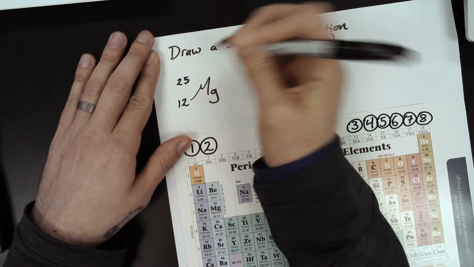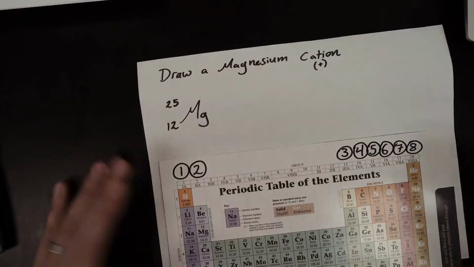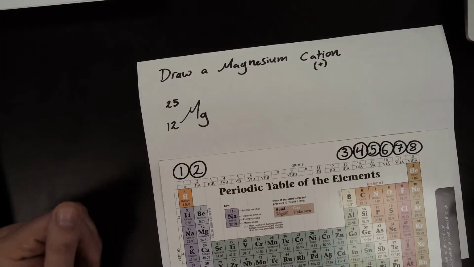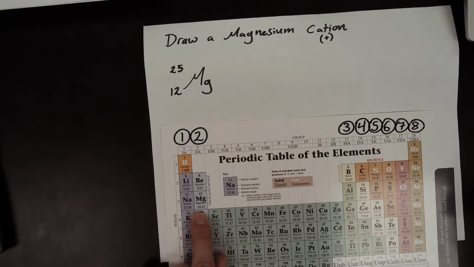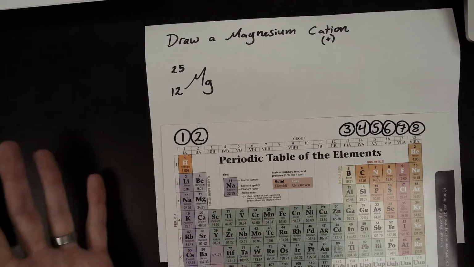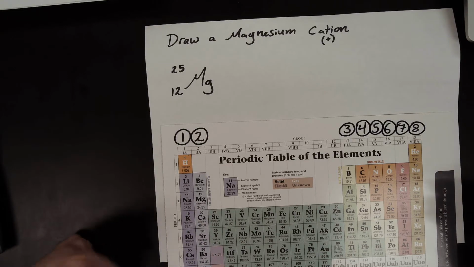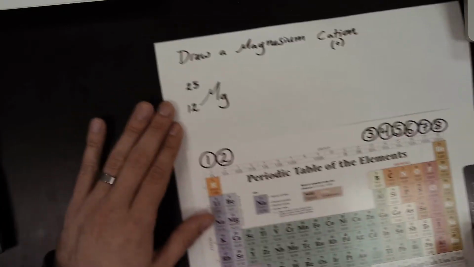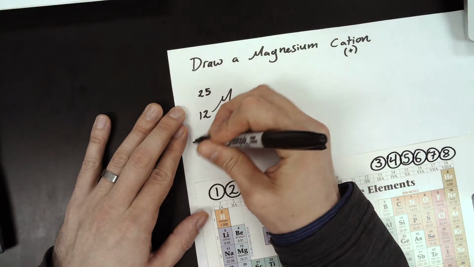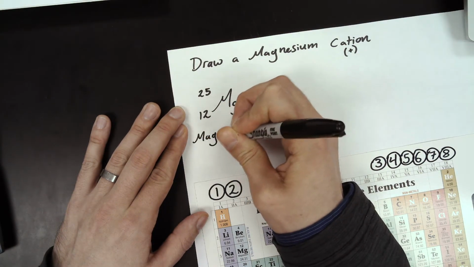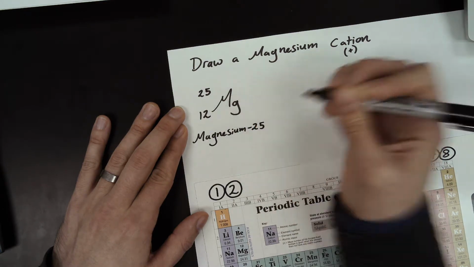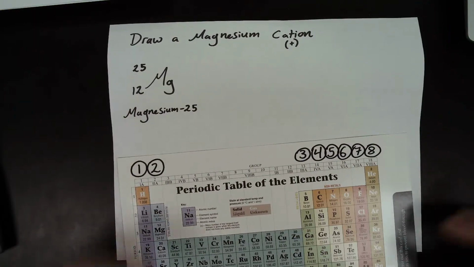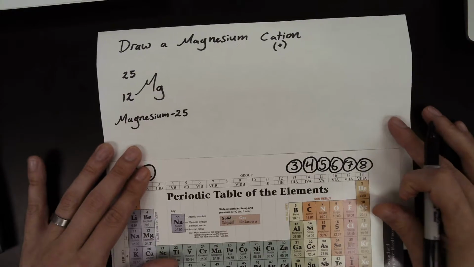Again, there's not a specific question that I'm answering other than just draw a magnesium cation. So whatever whole number you get to using your average atomic mass from your periodic table, as long as it's nearby, then you're good to go. So this is magnesium 25. We're going to make this into a cation, which is a positively charged ion.